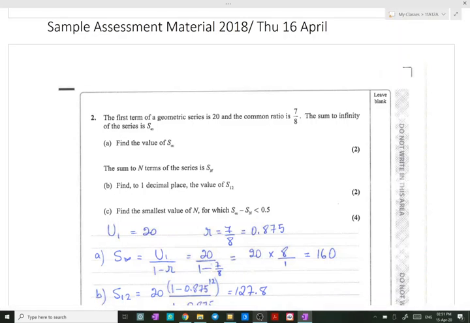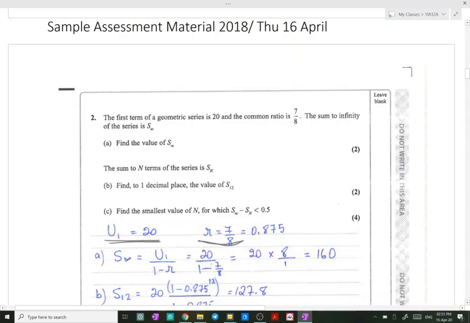So from the A-level past paper sample assessment material 2018, number 2, the first term of a geometric series is 20. So U1 is 20. And the common ratio is 7/8. So R, which is the common ratio in the geometric sequence, is 7/8.